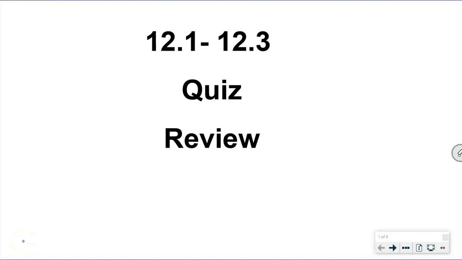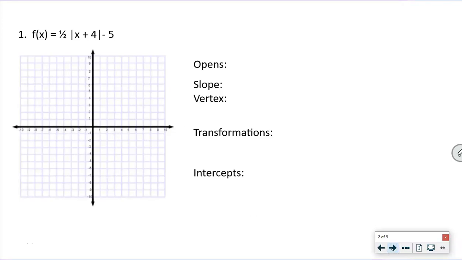So in this video today, we're going to go over what you need to know for the 12-1, 12-3 quiz. So first of all, in the instructions for this, it says graph the following equations and find all the characteristics. So first we want to talk about how this graph opens. Well, before we do that, let's just talk about the parent equation for this. This is a times the absolute value of x minus h, plus k.